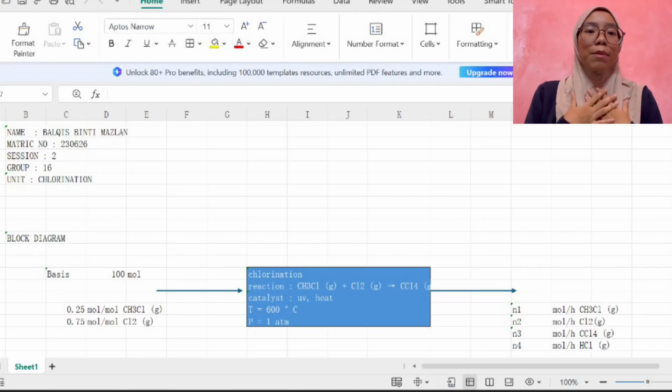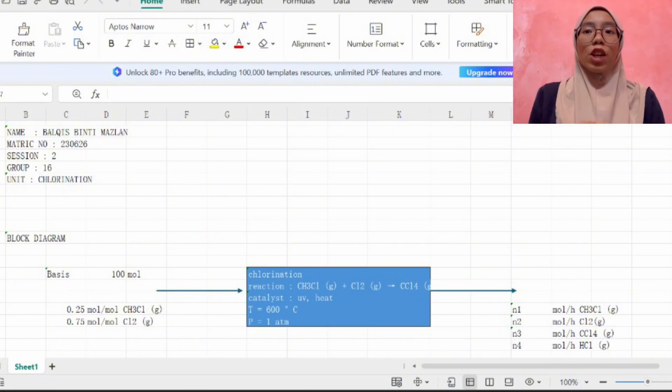I will present about the chlorination, which is the reactor part. So the first block diagram. In this block diagram, we have the reaction CH3Cl gas plus Cl2 gas to produce CCl4 gas plus 3HCl gas. The catalyst involved in this block is UV and heat. The temperature is 600 Celsius. The pressure is 1 atm. So I use a basis of 100 mole.